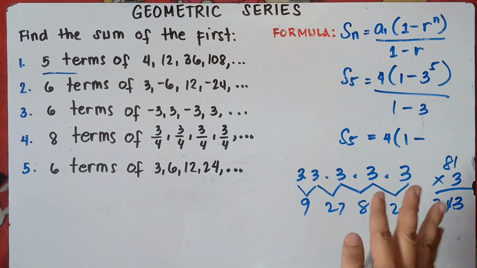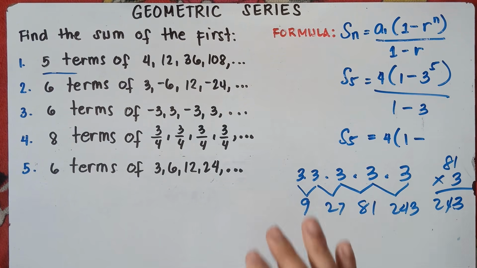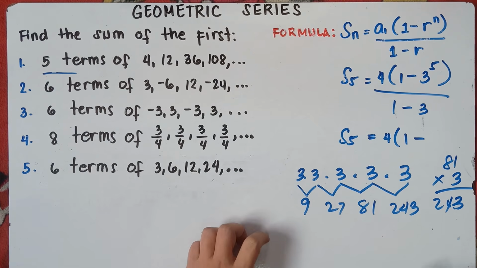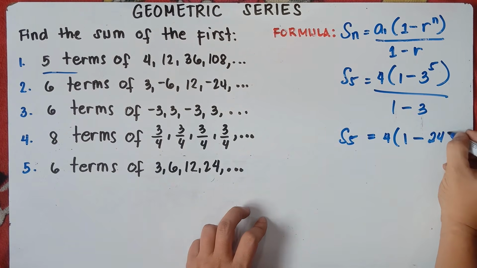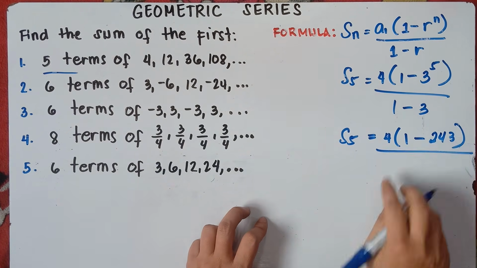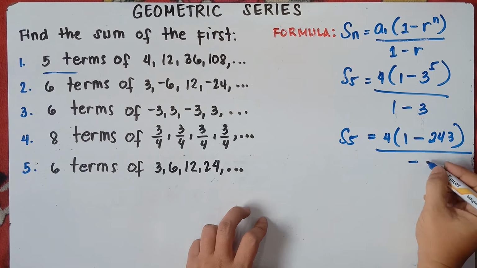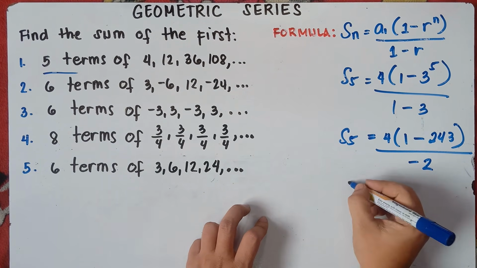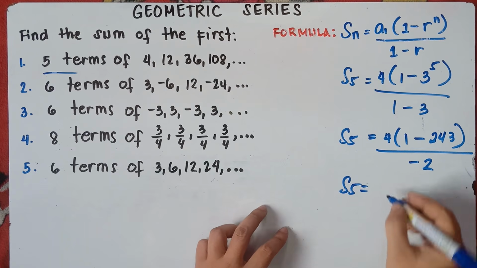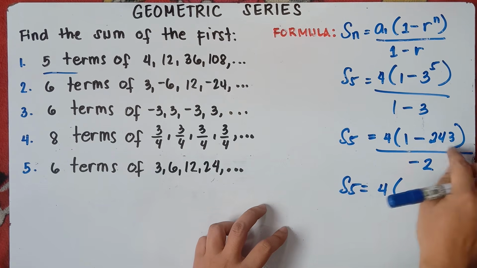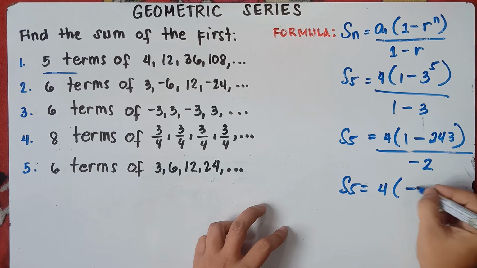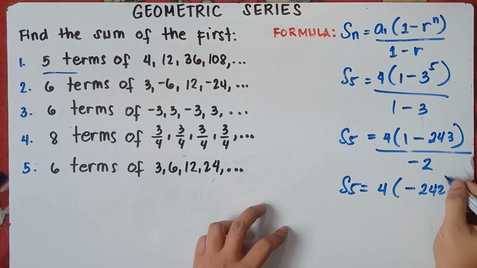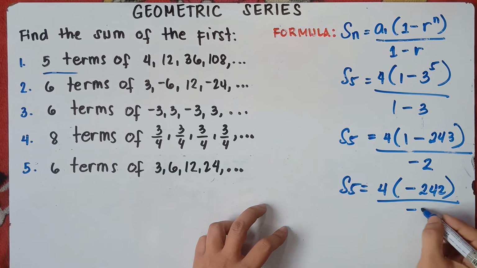So once again, 3 raised to the power of 5 means you multiply 3 by itself 5 times. So 3 times 3 times 3 times 3 times 3 will be 243. Alright, so this will be 243 all over 1 minus 3, that's negative 2. So S sub 5 equals 4 times, simplifying the parentheses, 1 minus 243, that's negative 242, all over negative 2.